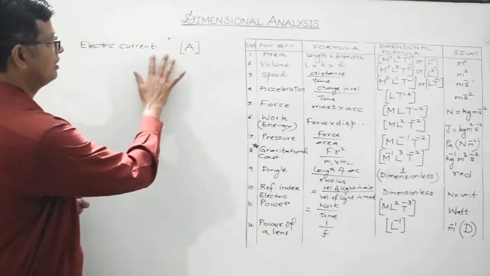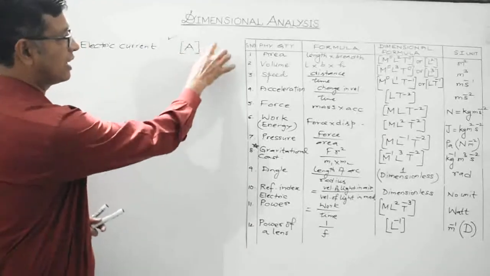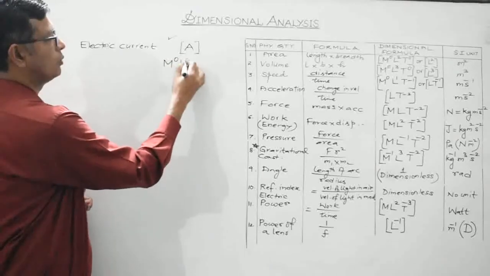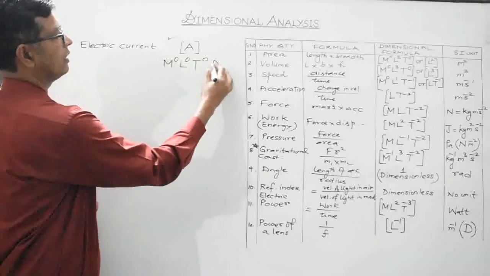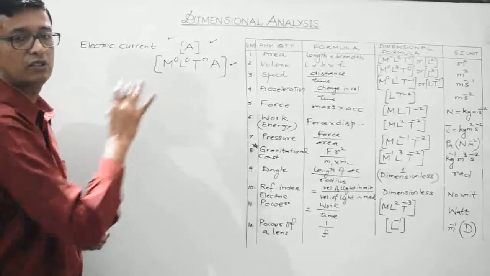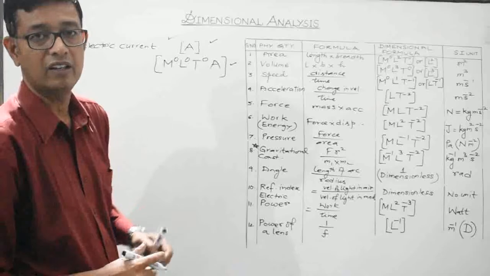And these are the basic units, electric current. So it will be written like this. This is the dimensional formula. Or you can write M to the power 0, L to the power 0, T to the power 0 and A. So this is also correct and this is also correct. It's your choice. So electric current, its dimensional formula is A.